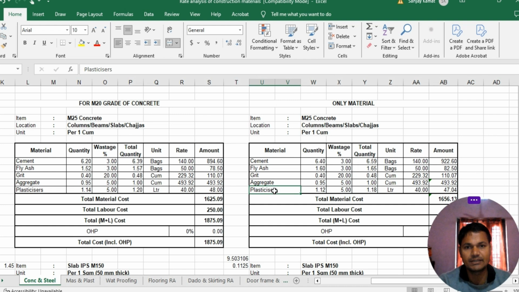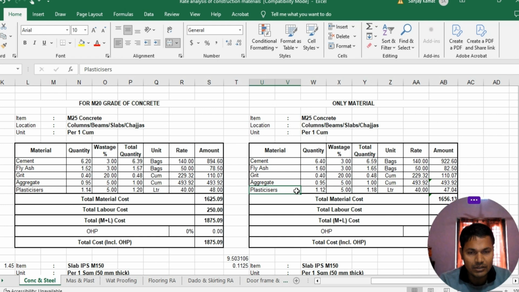Now coming to plasticizer in the rate analysis. For plasticizer, the quantity you have to take is 1.12, and the wastage of plasticizer will be 5% only. Then the total quantity you have to take is 1.18.